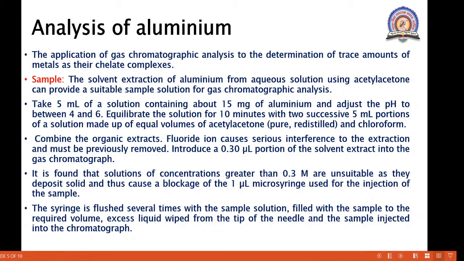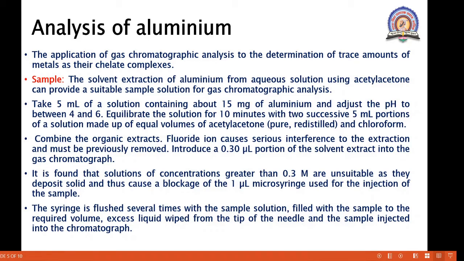Okay, how is the sample determined? So let us see here. The solvent extraction of aluminium from the aqueous solution using acetyl acetone can provide a suitable sample solution for gas chromatographic analysis. Take 5 ml of solution containing about 50 milligrams of aluminium.